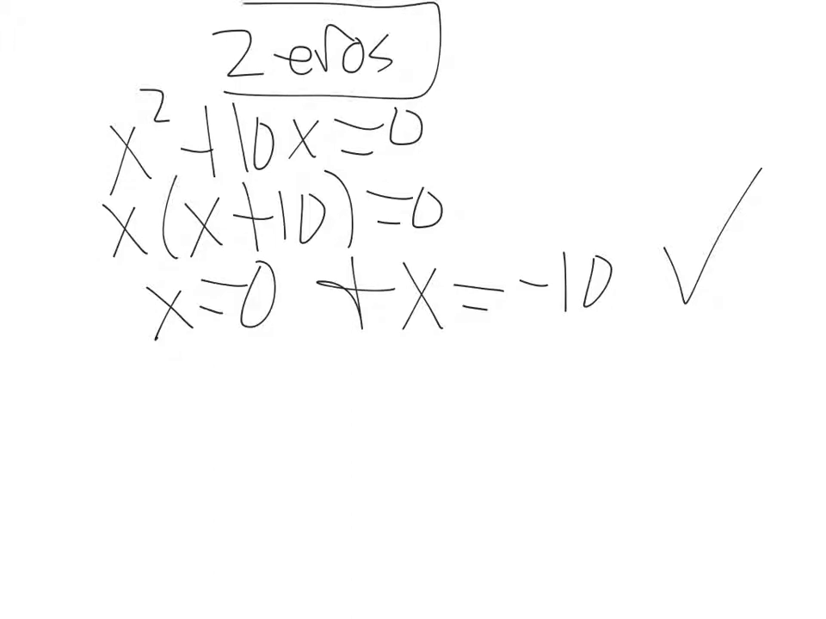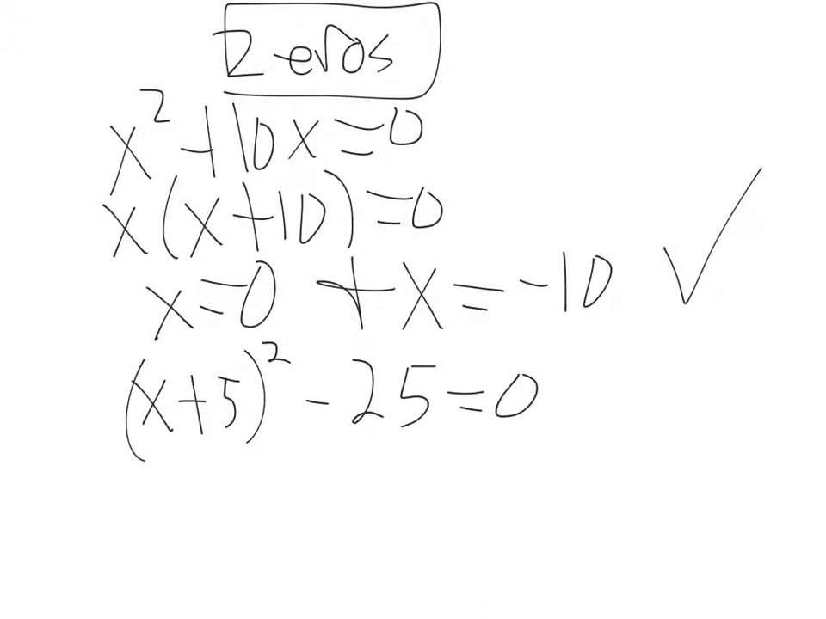But we also have to be able to do it when it's in the vertex form. So if I have (x plus 5) squared minus 25 equals 0, remember that this is an equivalent representation to this. So you need to be able to solve for the zeros of this or this.